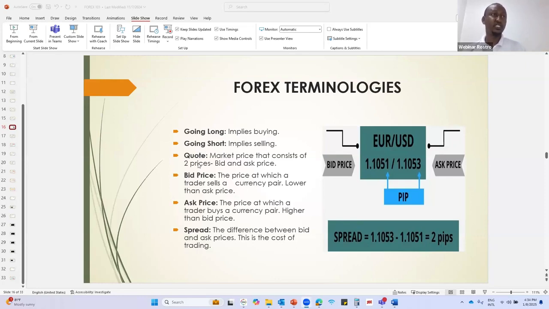Then he has explained the aspect of the quote, and the quote comes into place when we have the aspect of the price. Remember, I talked about a currency pair, where you pair two currencies. When you introduce the price, it becomes a currency quote. And we have two prices, the bid and the ask price. The ask price is the buy price. The bid price is the selling price.